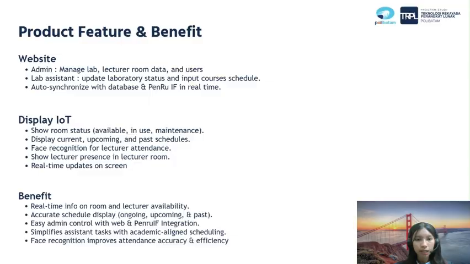For the IoT display, the display shows the current room status, whether it is available, in use, or under maintenance. It also displays the current course, upcoming schedule, even past sessions. In lecturer rooms, we use face recognition to detect lecturer attendance and display their presence on screen. And all information is shown live on a monitor near the room.